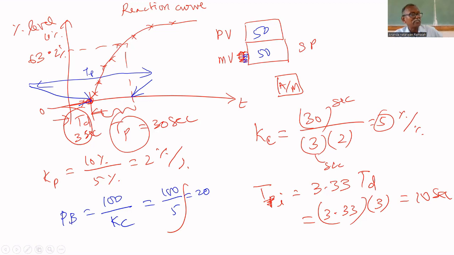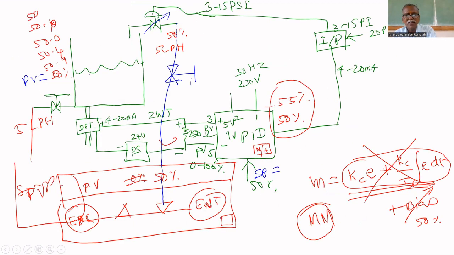KP you know how to find: change in level divided by change in controller output. You got KP, TP, TD. So put them in the formula and find the tuning parameters. Kc equal to TP divided by KP.